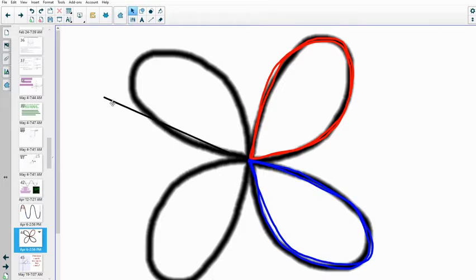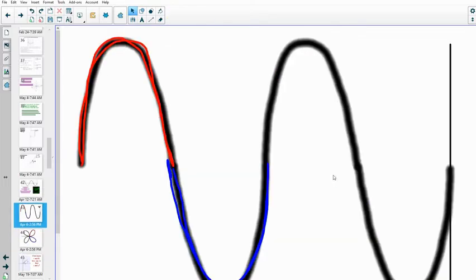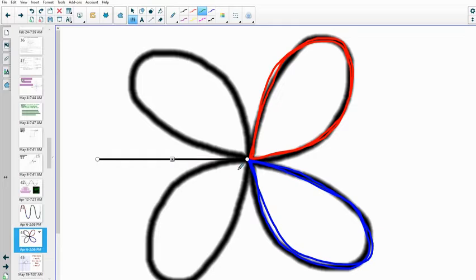And then once I get past pi, this part of the graph is back to positive values, so positive values between pi and 3 pi over 2. That's going to correspond to, let's see, now we're down in this quadrant.